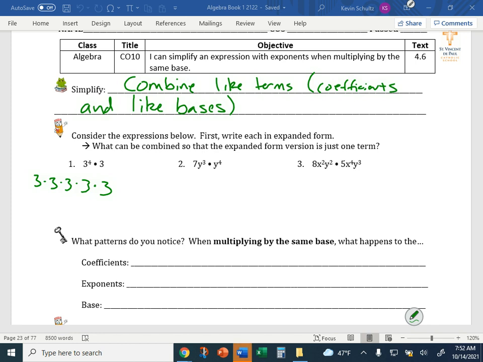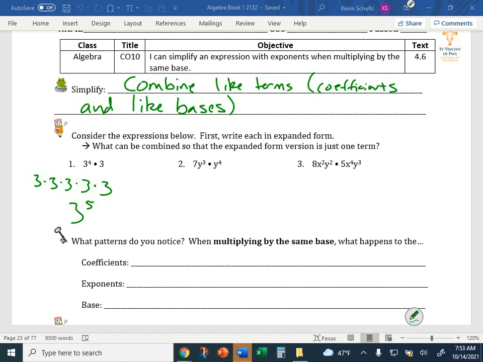So in the end, how many 3s do we have all being multiplied together, Kylie? 5 of them. So how would we write this as one term? Rather than 3 to the 4th times 3, how could we write it as one term, Catherine? 3 to the 5th. Yay, you just simplified an expression. And hopefully you can see by writing it in expanded form exactly where that 3 to the 5th comes from.